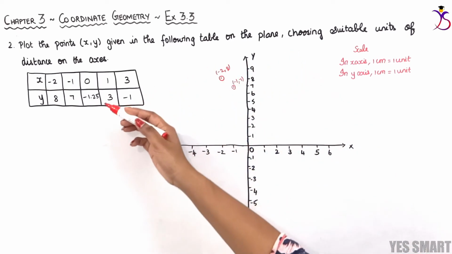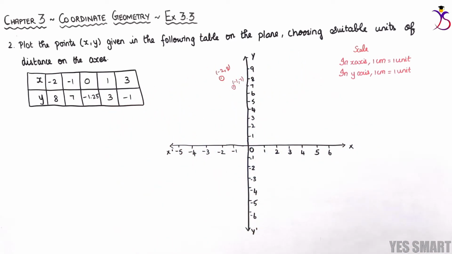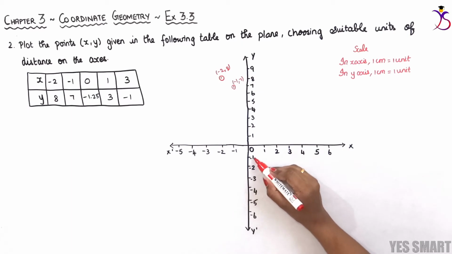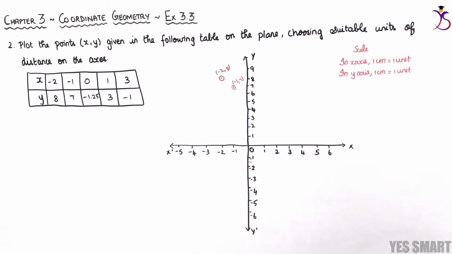Next, in x-axis 0, y-axis -1.25. That is, this point lies on the y-axis because the value of x is 0. So we are supposed to locate -1.25 in the graph. There are 10 lines between 1 and 2. The middle highlighted line is 1.5, so it is more clearly visible when you see a graph sheet. The middle highlighted line is the 1.5.